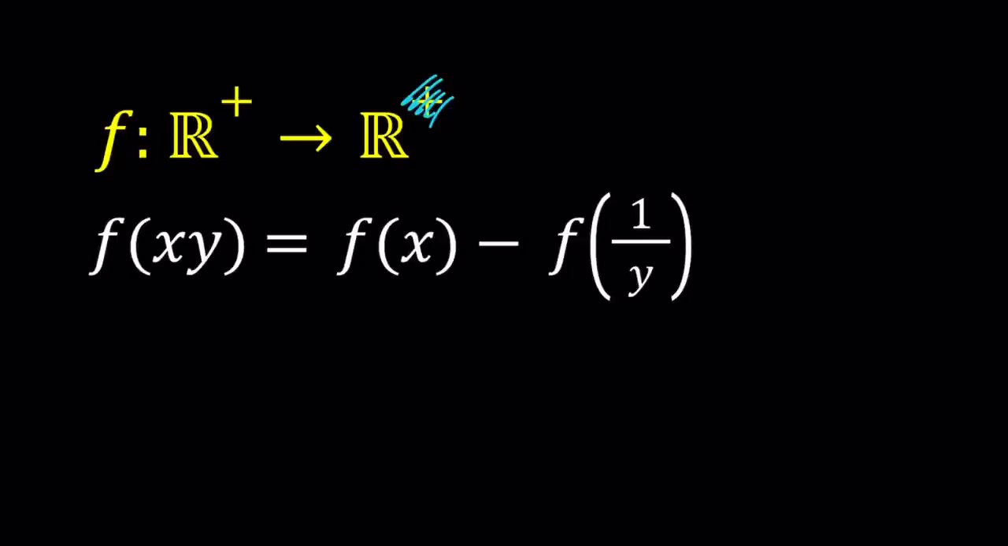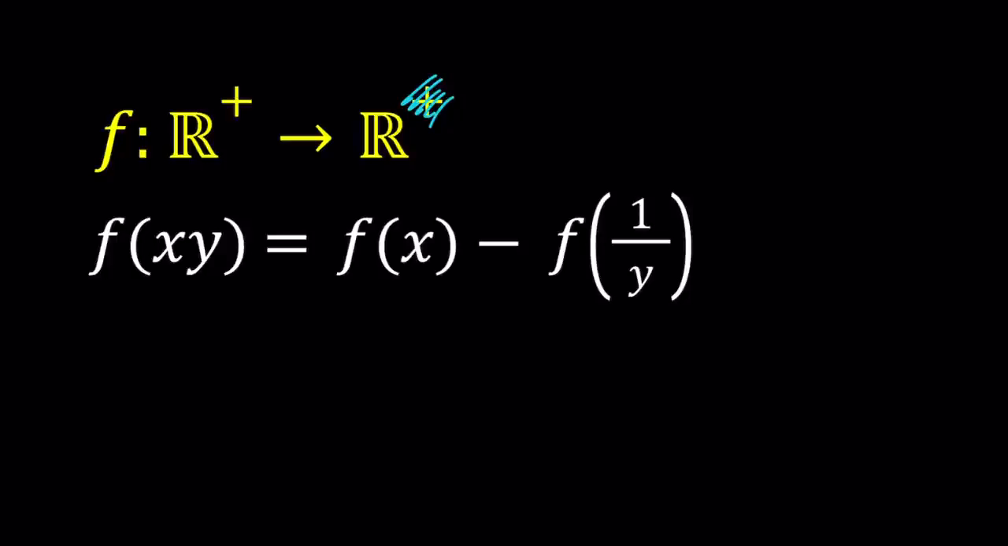Hello everyone. In this video, we're going to be solving a functional equation. So we're given a function f from positive real numbers to real numbers. Initially, I had written it as positives to positives, but we don't need to have positives. So we want to have our range as the real numbers.